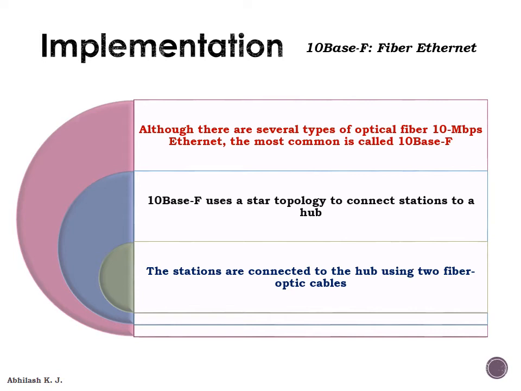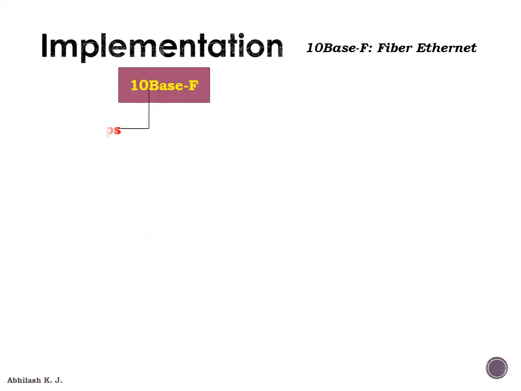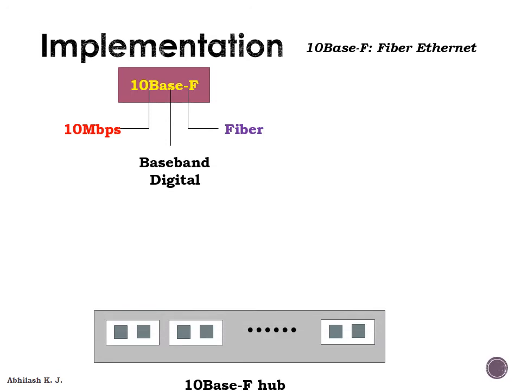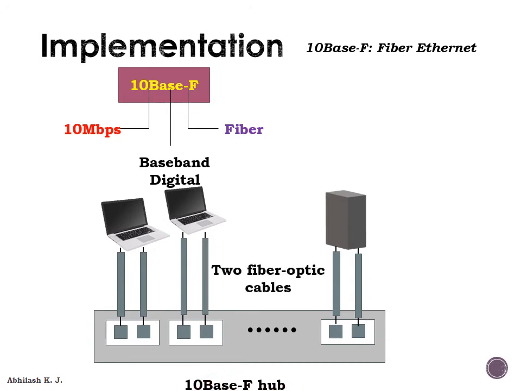There we made use of twisted pair cable. Here we will be making use of optical fiber cable. So 10 base F here means 10 Mbps of baseband digital signal carried through the fiber cable. So this is the implementation part. You have two different fiber cables that are running, one for transmission and another one for receiver, connected to the 10 base F hub in the star topology.